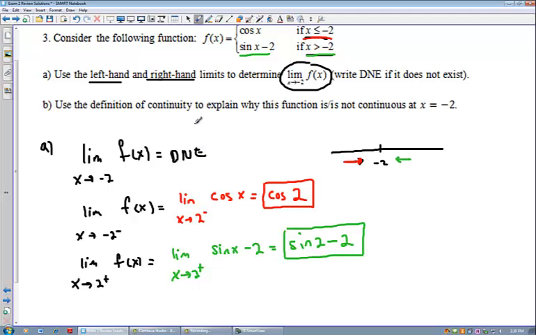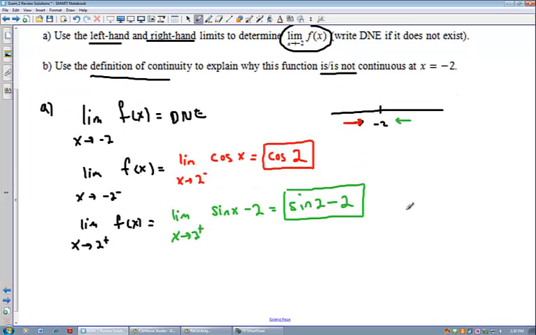And then part B says use the definition of continuity to explain why this function is or is not continuous at x equal to negative 2. Now there are all sorts of ways to determine whether this function is continuous. You can graph it on your calculator, and you'll see that it's not continuous at negative 2. And the reason it's not continuous is because if you approach negative 2 from the left, you hit this height. If you approach negative 2 from the right, you hit that height, and they're not the same. So what you have is a sort of jump at negative 2. But I can explain it with the definition.